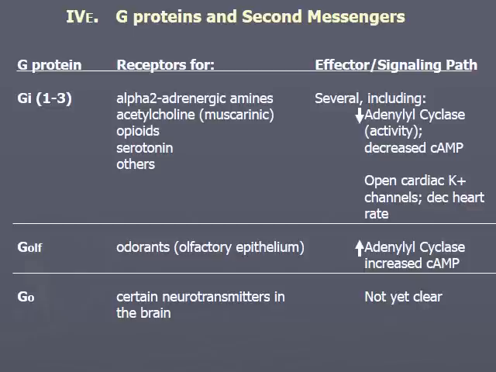Now there are odorants that bind to receptors in the olfactory epithelium, things that smell nice, things that may not smell nice, which mediate the signal through the olfactory G protein, which also stimulates adenylyl cyclase. And there are other G proteins, most of which we won't focus on, like Go or GT, for example. Before we forget about G proteins, we can't forget about the Gq G protein. Of them all, the big three are Gs, Gi, and Gq. And that's coming up on the next slide.